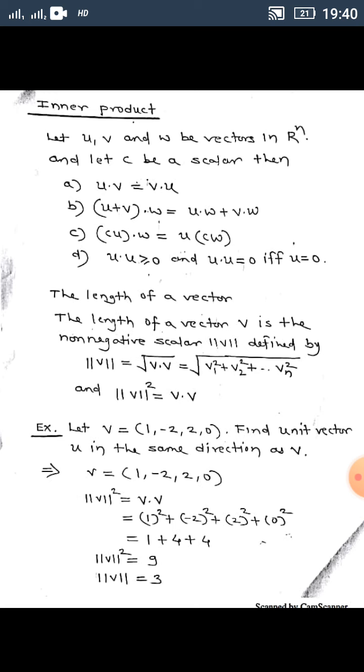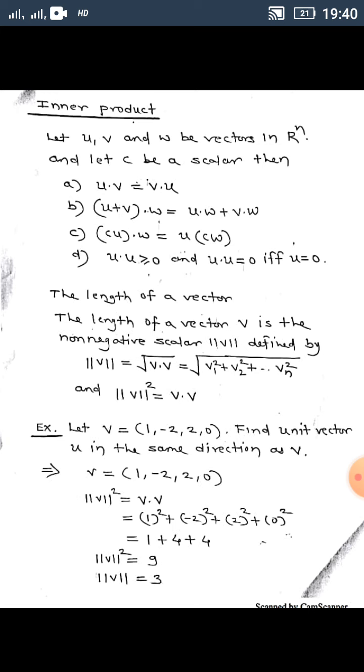Example: let v be equal to 1, minus 2, 2, 0. This is a 4 element vector. Find the unit vector u in the same direction as v. Now see here, the unit vector is given by the formula, vector upon its magnitude. Now first we calculate the magnitude of v.